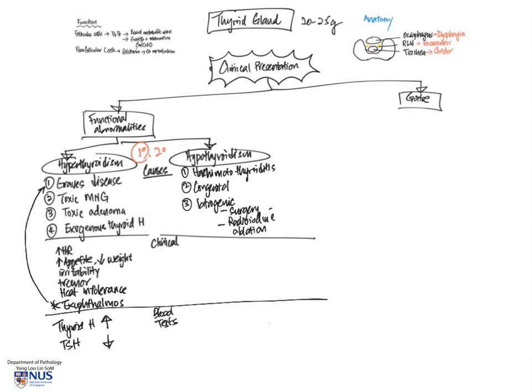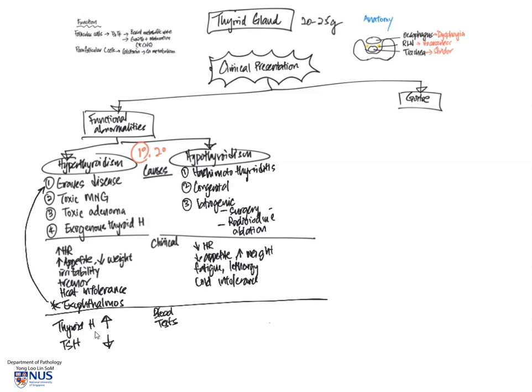Clinically, you would think again of basal metabolic rate and think of everything that is opposite to hyperthyroidism. So, bradycardia, decreased appetite, yet increasing weight. Patients may feel slow and lethargic, and they may experience cold intolerance.